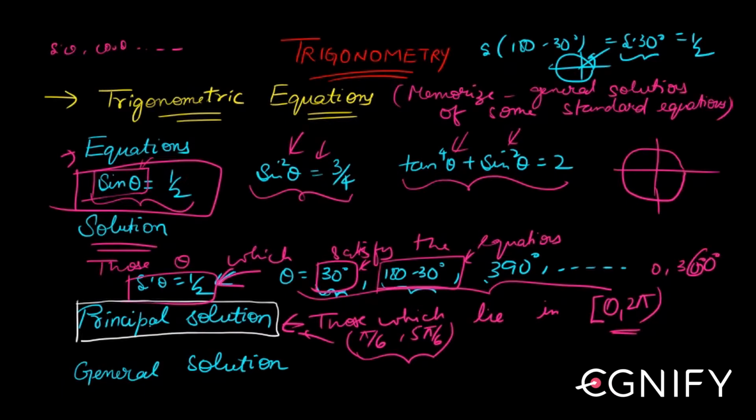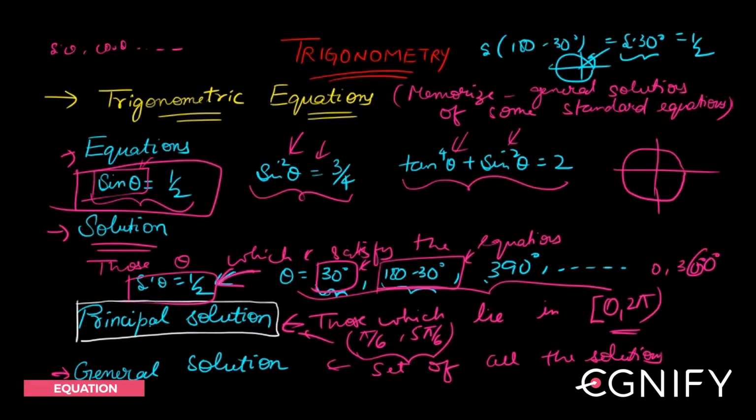Finally, coming to general solution. General solution is the set of all the solutions. Now, there is not a lot of difference between solution and general solution. They actually mean the same thing. Solution means every value which will satisfy this. General solution is the collection of all those values which will satisfy this, right?